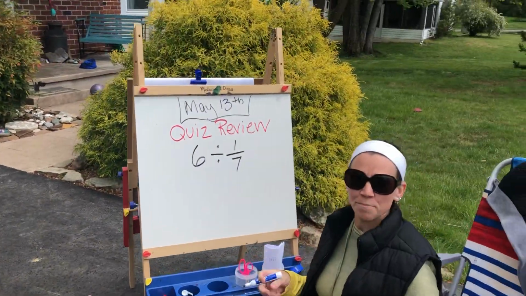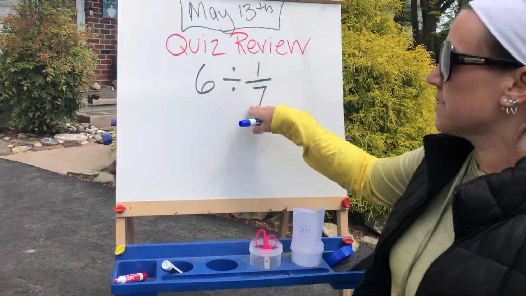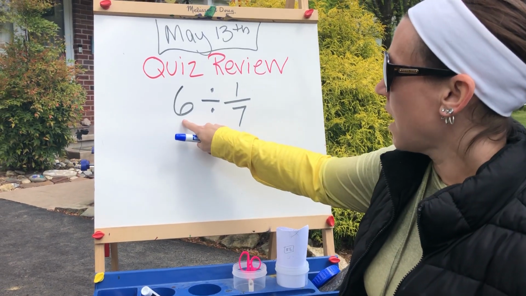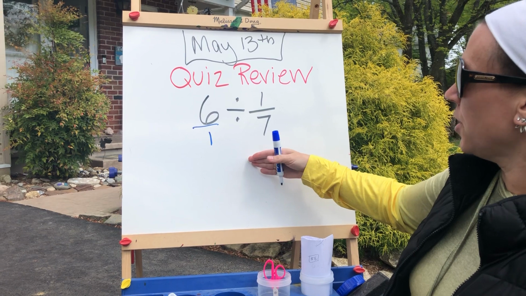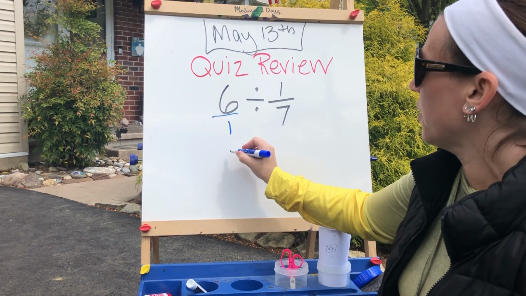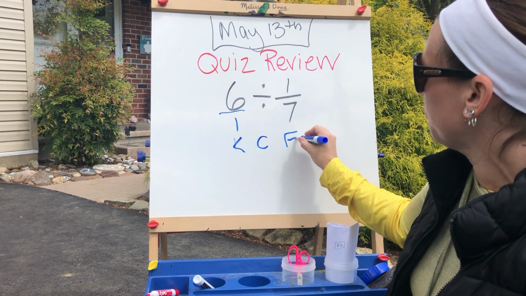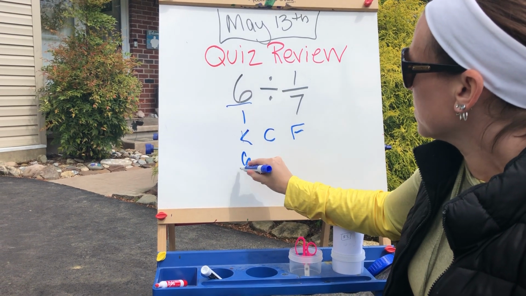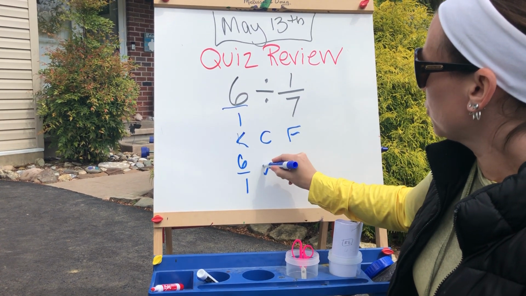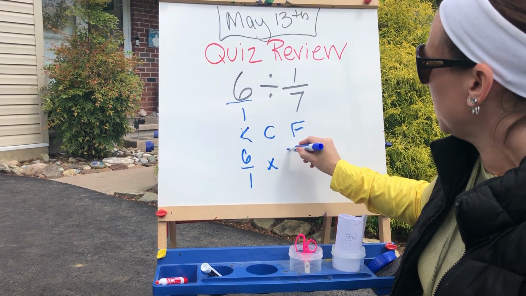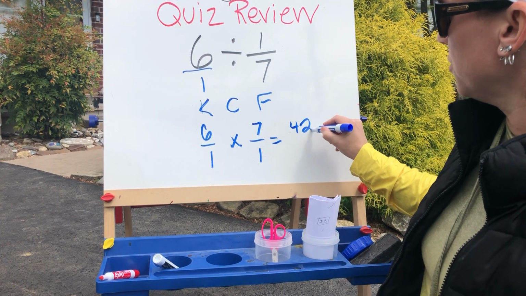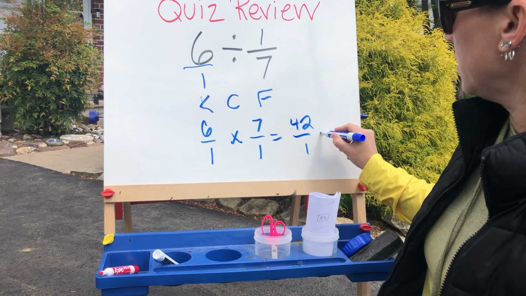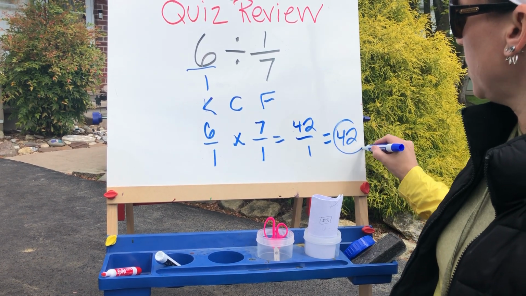All right, last example for me is 6 divided by 1/7. So I have a whole number, sticking a 1 underneath of it, coming down below and saying to myself, all right, I'm going to keep it, I'm going to change it and flip it. So I'm going to keep 6/1, change, and flip. So this is going to become 7/1. 6 times 7 is 42. 1 times 1 is 1. And we end up with 42.